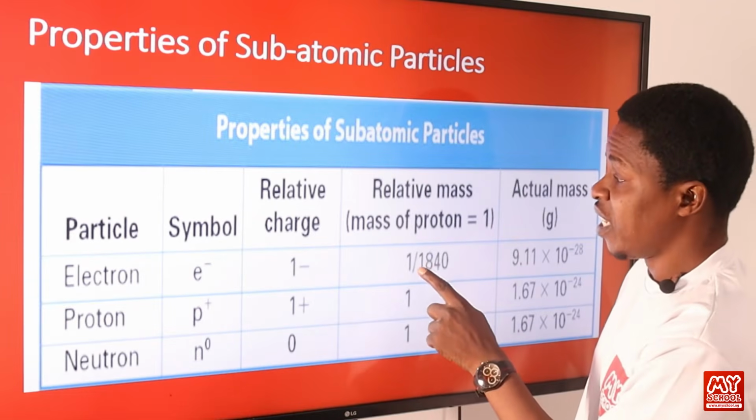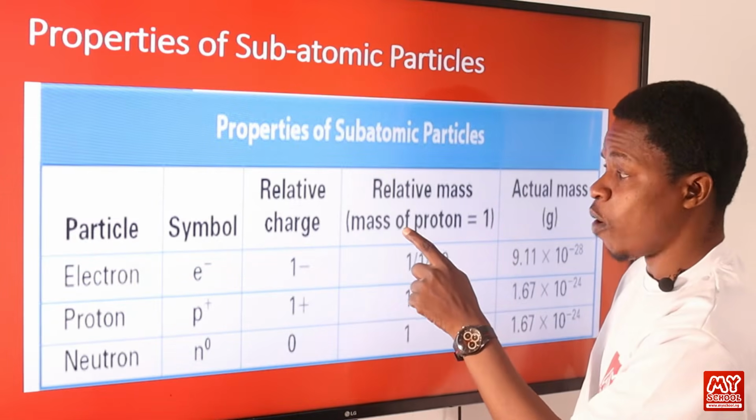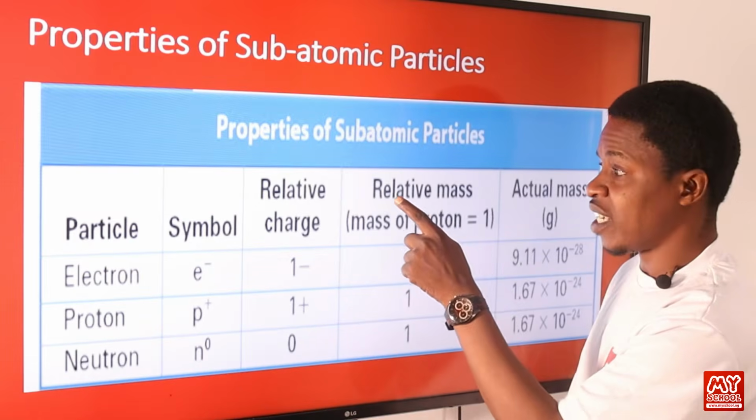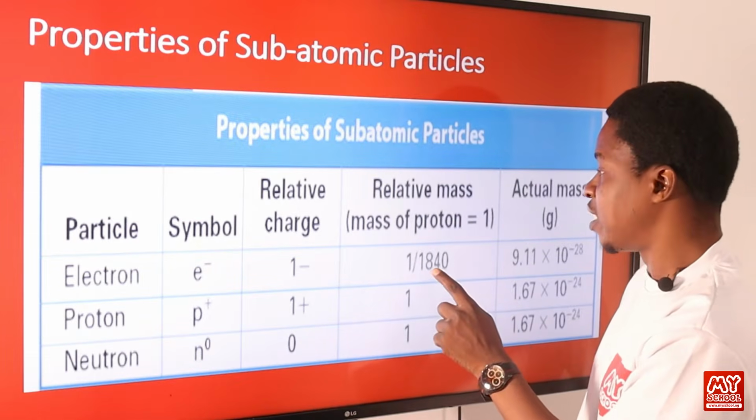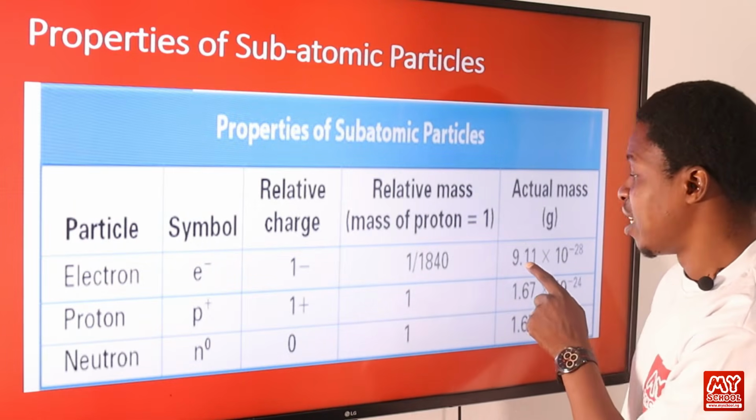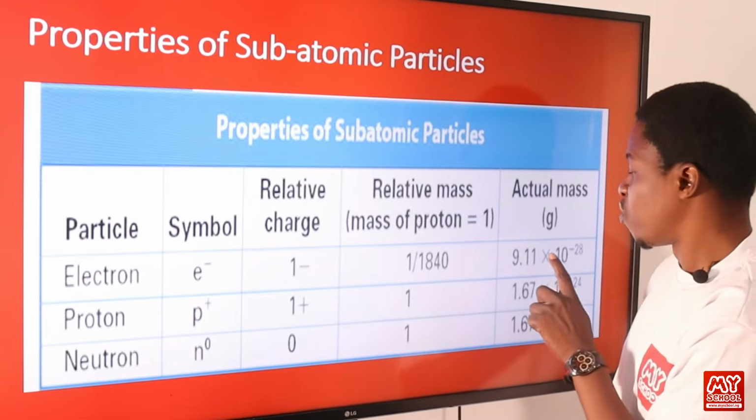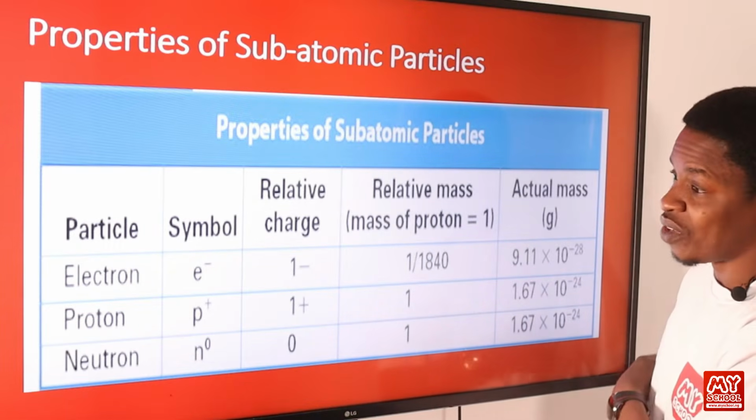And then we have its mass when compared to the mass of a proton. That is why it is called relative mass. It is 1/1840, and the actual mass of the electron is 9.11 times 10 to the power -28.